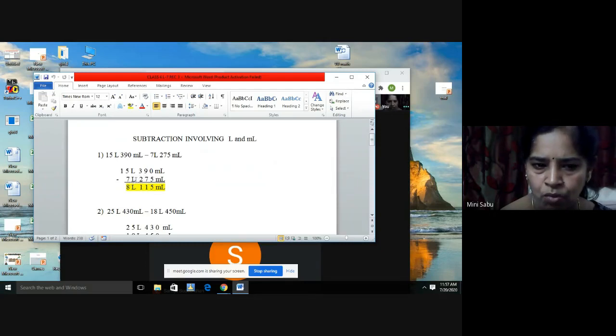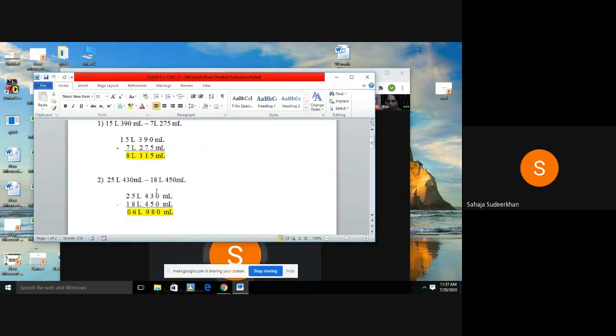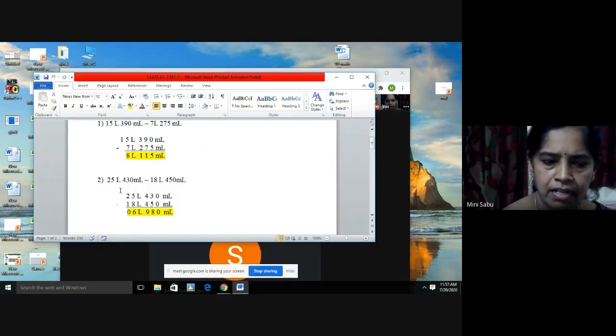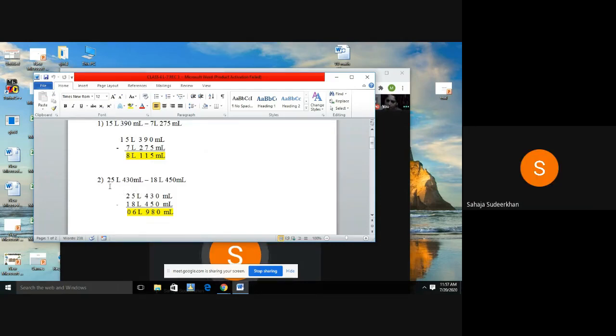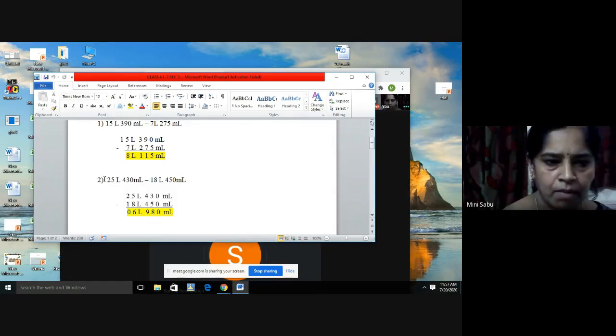Now we are moving towards the liter side. So write down L first. Then 5 minus 7 is not possible. So we will borrow. So 5 becomes 15. It is normal 15 minus 7. What is it? 8. So our answer is 8 liter 115 milliliter. Is it very easy, children? In the same way you added, the same way you subtract. Okay, one more example for you.